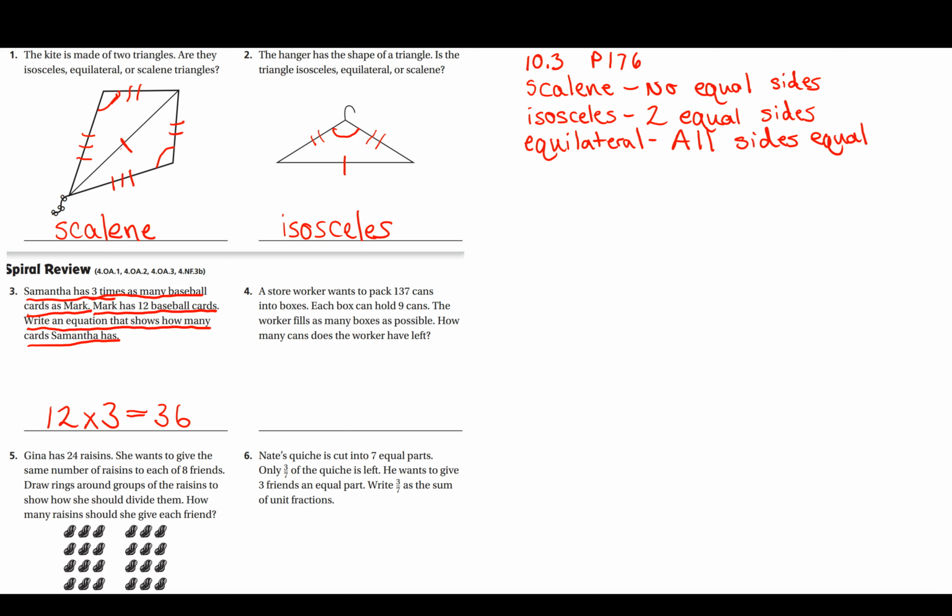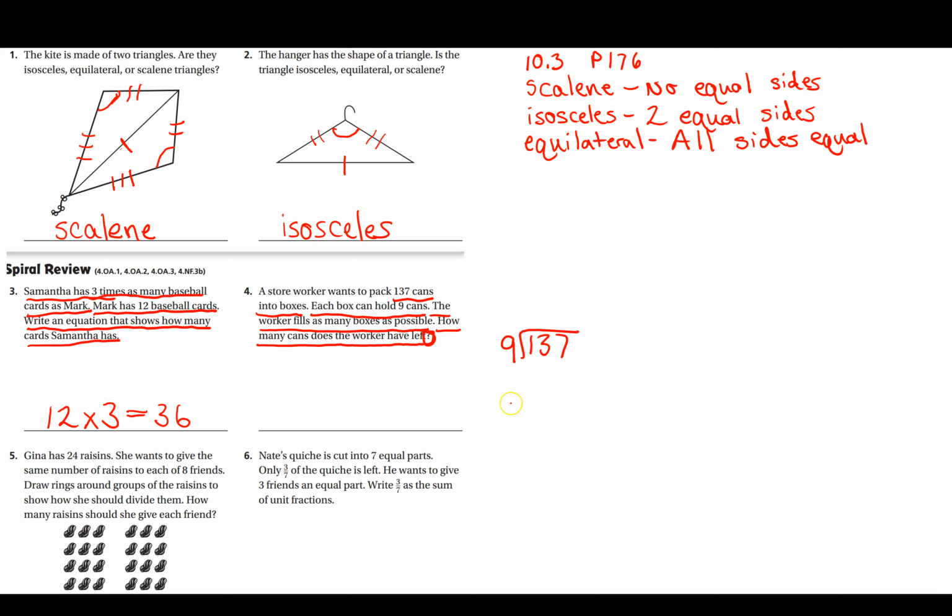Okay, number 4, a store worker wants to pack 137 cans into boxes. Each box can hold 9 cans. The worker fills as many boxes as possible. How many cans does the worker have left over? So, again, we could draw a picture, or if you recognize this, we're going to be dividing, okay? So, we are dividing 137 cans by the number of cans that can go in each box, which would be 9.